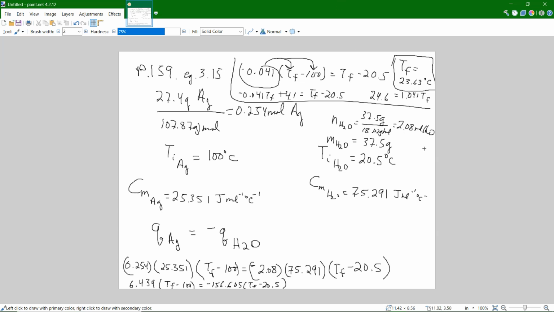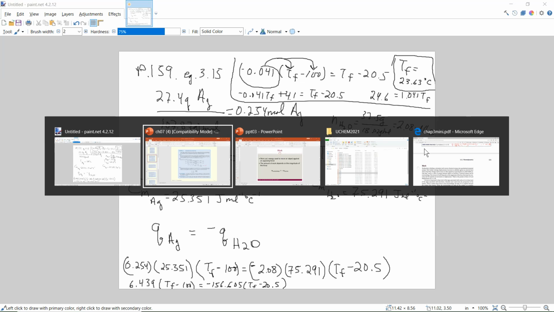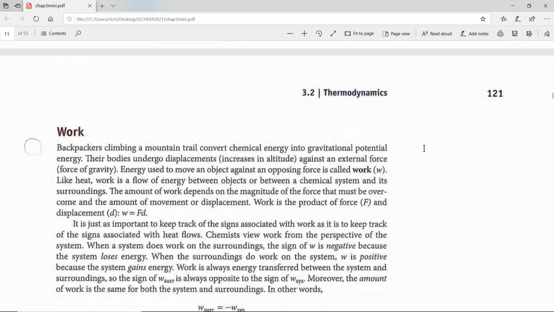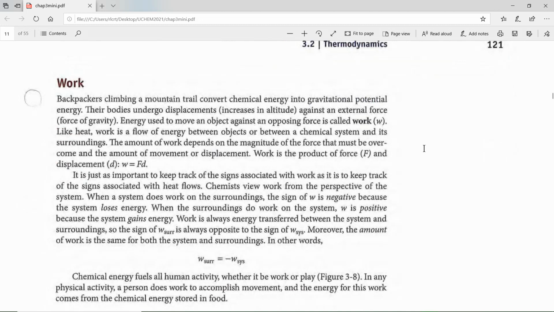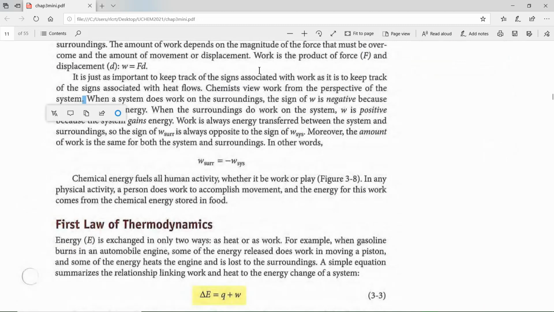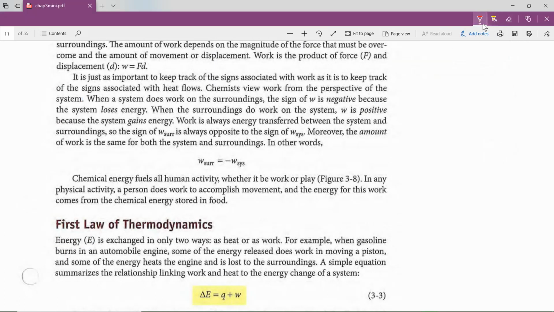Okay? So now let's Alt-Tab and go to the mini text here. And we can talk about work. And work is force times distance. And let's get to the important part. When a system does work on the surroundings, the sign of W is negative because the system loses energy.